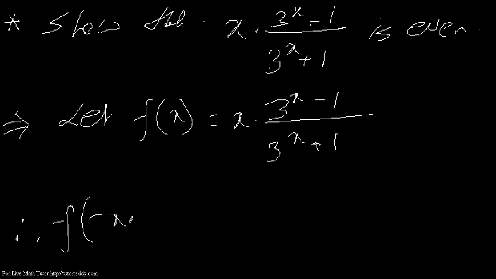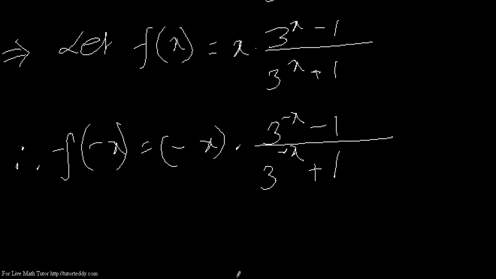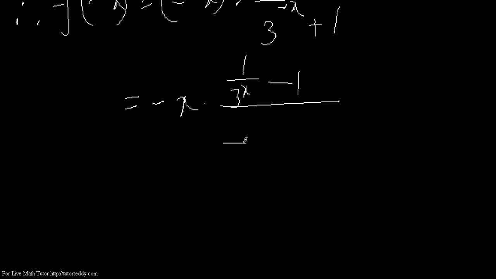f of minus x is, we replace x by minus x here, that means minus x into (3 to the power minus x minus 1) over (3 to the power minus x plus 1). This is minus x into (1 by 3 to the power x minus 1), and divided by, this is also 1 by 3 to the power x plus 1.